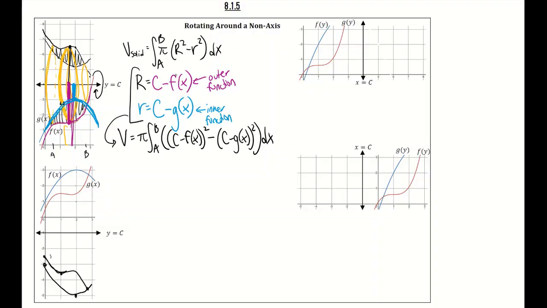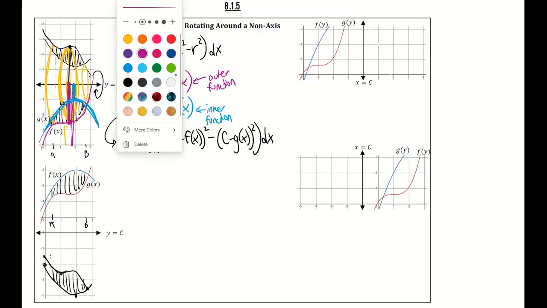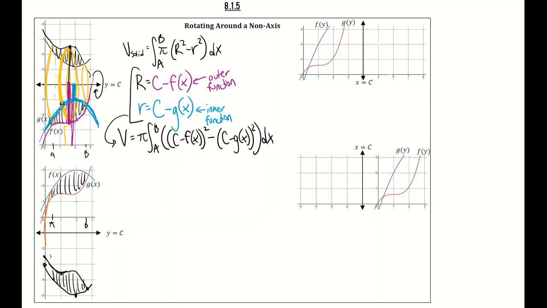There we go. So if I have A here and B here, that's all of that rotated around y equals c. So it's kind of my outer piece that I'm looking at. Okay. And then if I have my representative rectangle, say here, when you rotate that around, you have a washer.